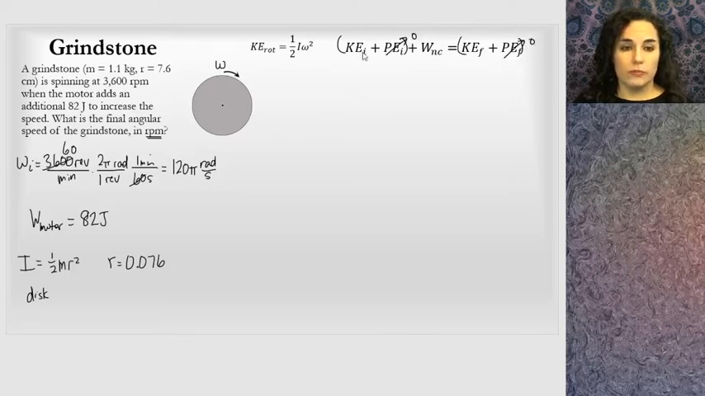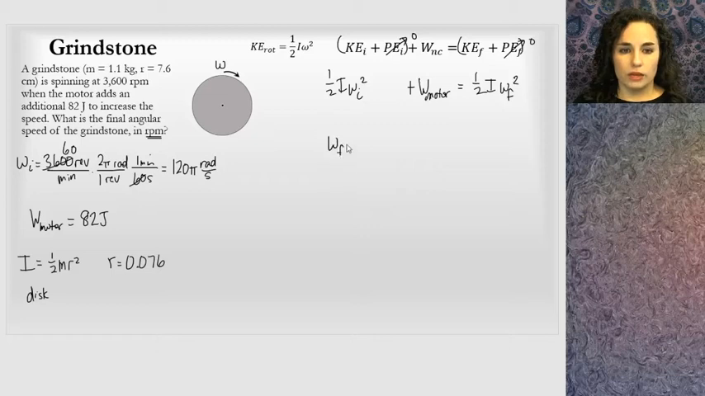And so I will have an initial kinetic energy term, some work added by the motor, and a final speed associated with having sped up. So let's write those terms in. 1/2 I omega initial squared plus this work done by the motor will equal 1/2 I omega final squared. They're asking me to solve for omega final. I'm going to move things around and plug in what I know.